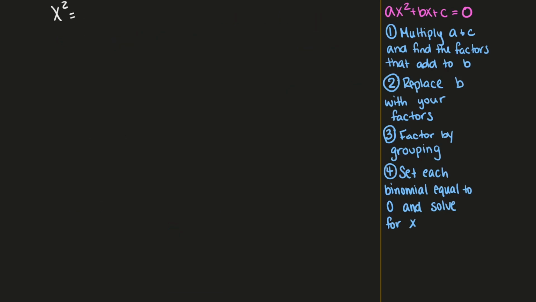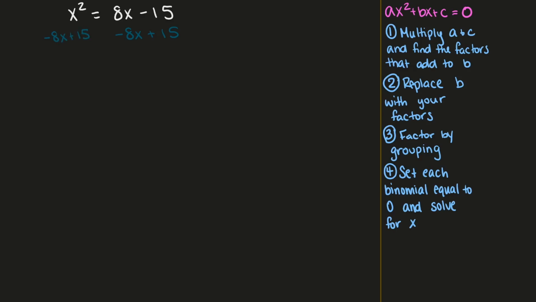Example 2, we have x squared equals 8x minus 15. So for all of these problems, we've been going based off of ax squared plus bx plus c equals 0. So we want our expression to look like that. Right now, we have x squared equals 8x minus 15. So we want all of our numbers on one side, the left side, and our 0 on the right side. So what we're going to do is subtract 8x and add 15 to both sides to move this over to our other side.